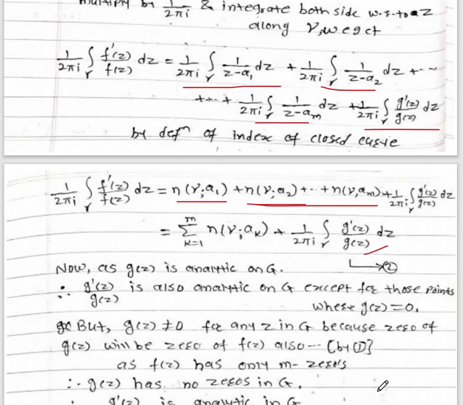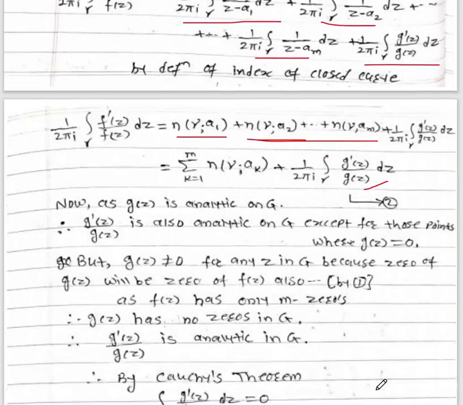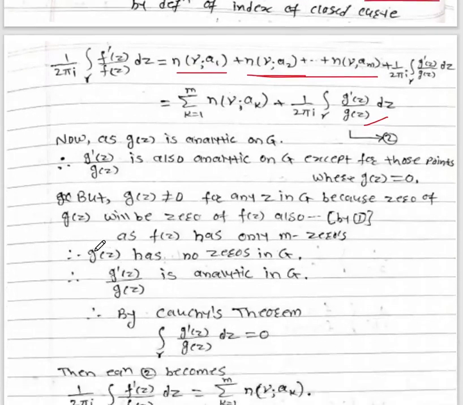Since f(z) has only m zeros, as given, we can say that g(z) has no zeros in region G, which implies g'(z) upon g(z) is analytic in the region G. So by using Cauchy's theorem, the integration over gamma of g'(z) upon g(z) dz is equal to 0.